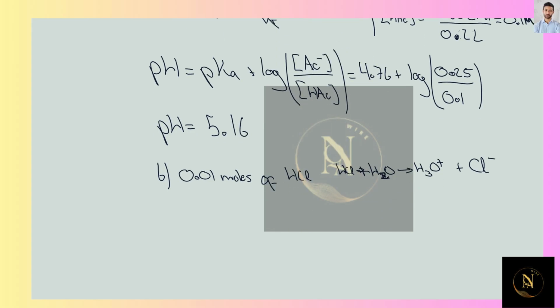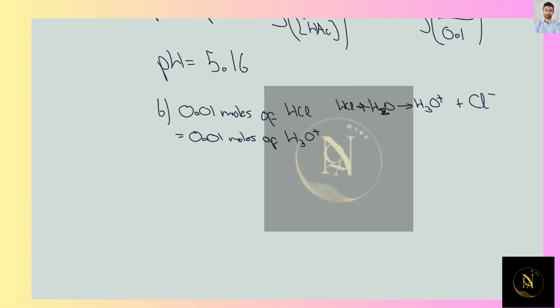So the amount of mole that I added of HCl is going to be equal to 0.01 moles of H3O plus. For this reason, I calculated at the very beginning the amount of mole that I had of acetic acid and of acetate. In this case, the reaction would be the conjugate base with the acid. It is going to produce acetic acid plus water.